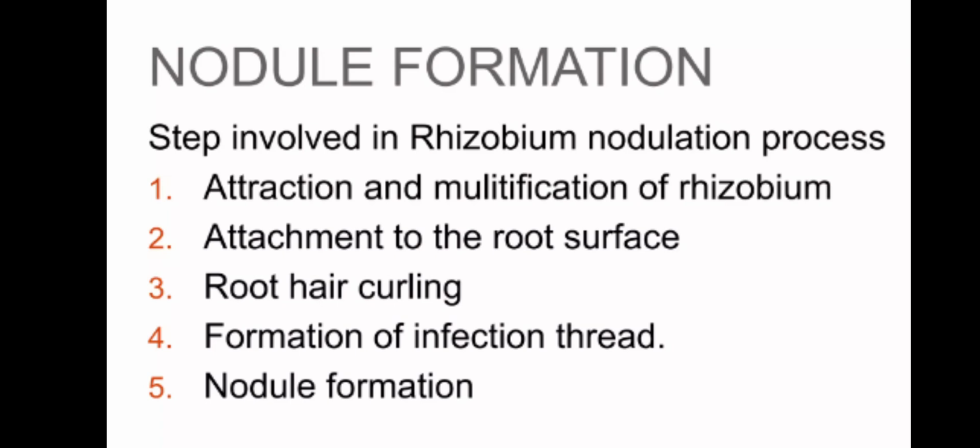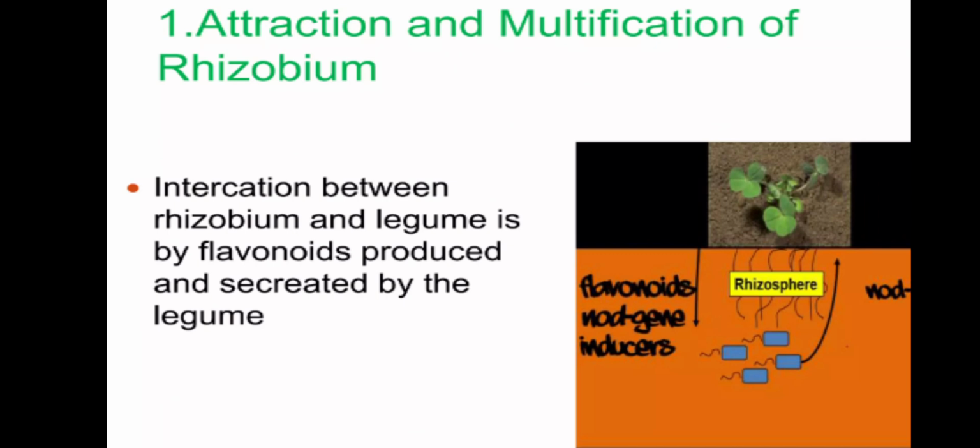Nodule formation. The steps involved in the rhizobium nodulation process are: attraction and multiplication of rhizobium, attachment to the root surface, root hair curling, formation of infection thread, and nodule formation.